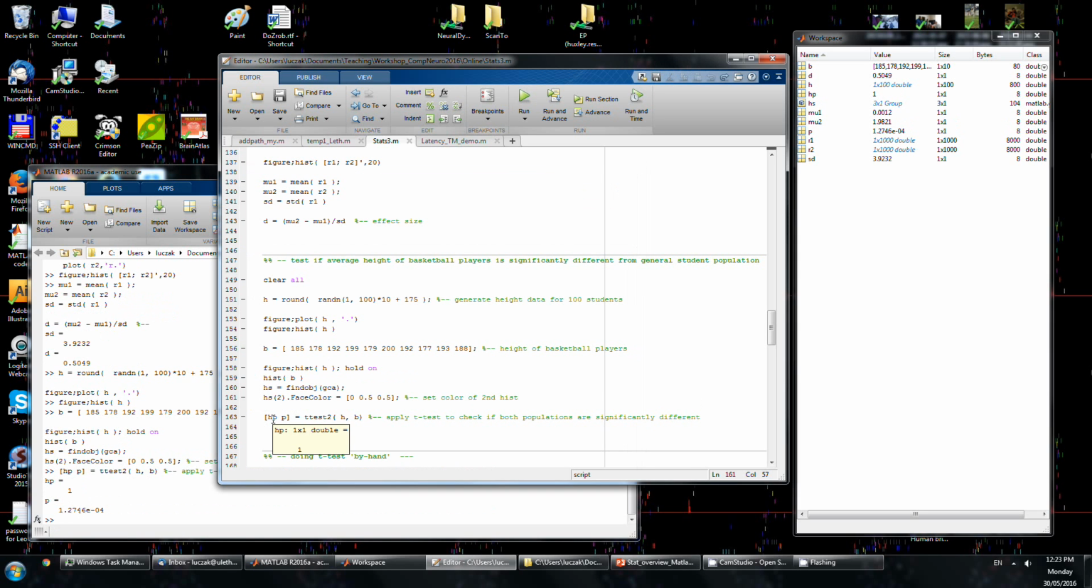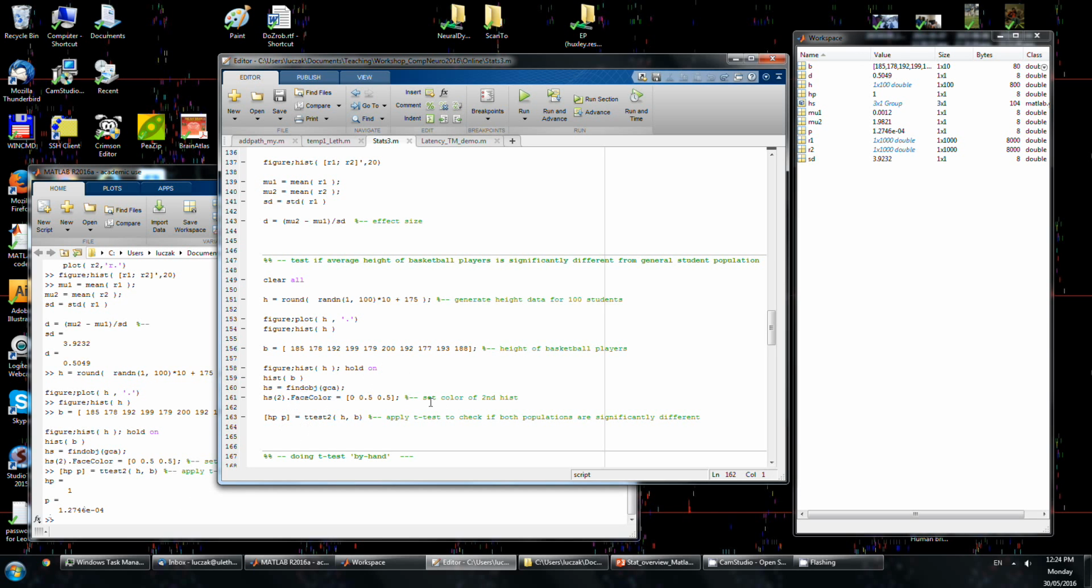the first value. It will be 1 if the hypothesis is true, that those distributions are different. And here you have the p-value, 1.27 and so on, times 10 to the minus 4. So it is 0.0001. So it is a very small p-value, so it is a highly significant difference in heights between these basketball players and the general population.